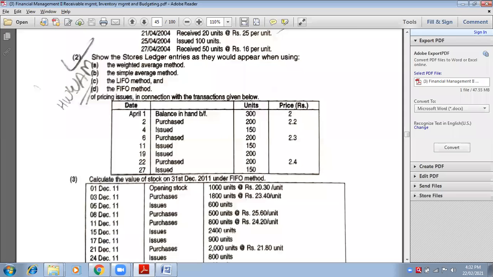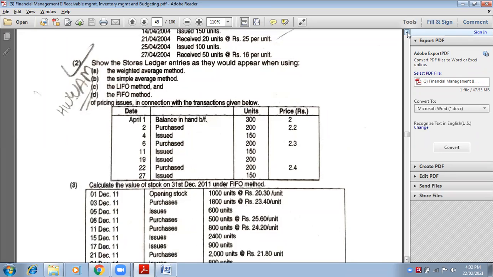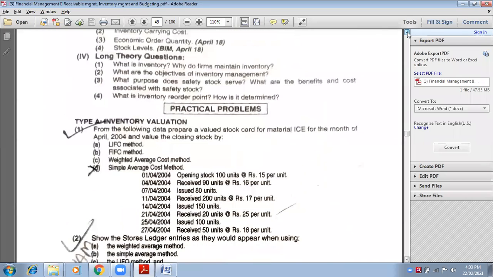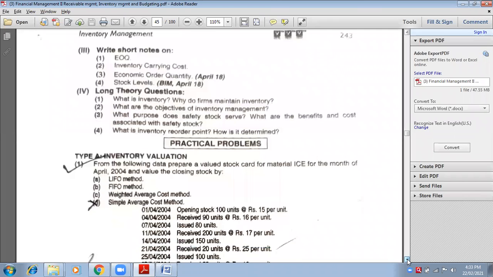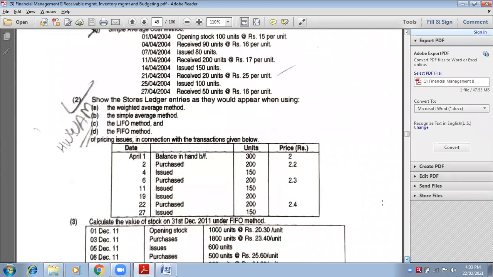Note down this question. Sum number 2 homework. Only with the FIFO method. Don't do any other method. Will you be able to do it? Yes, ma'am. So note down sum number 2, unsolved problem. It is textbook page number 243, PDF page number 45. Unsolved problem number 2 homework.